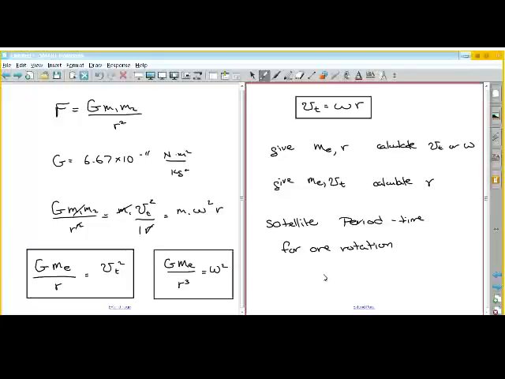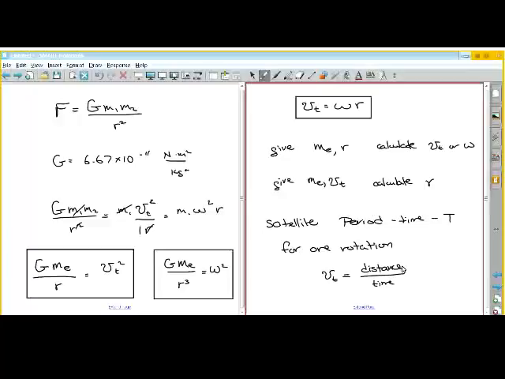So if you think about just from the definition of velocity, and we're talking about in this case the tangential velocity of the satellite, it's going to be equal to the distance divided by the time it takes. Well, the time it takes is this period.